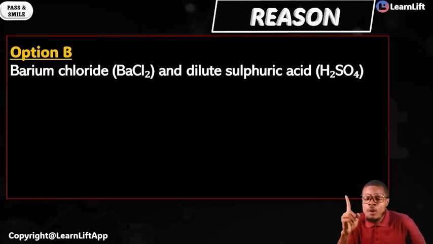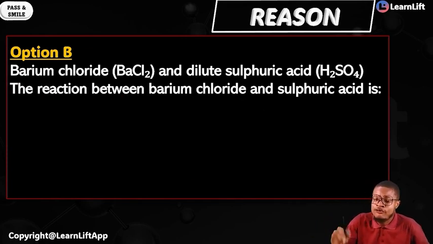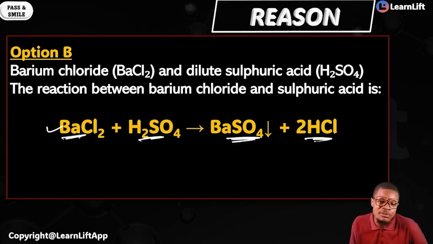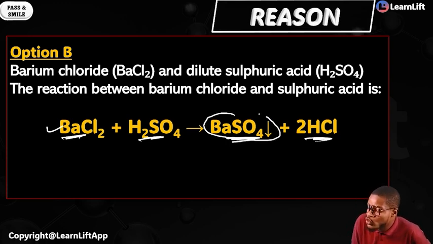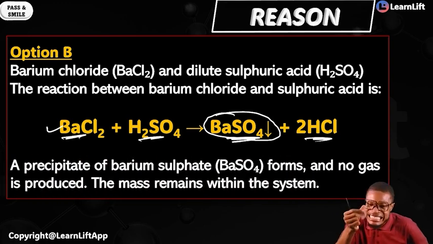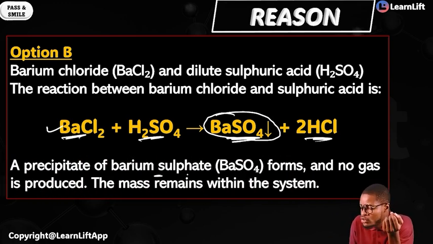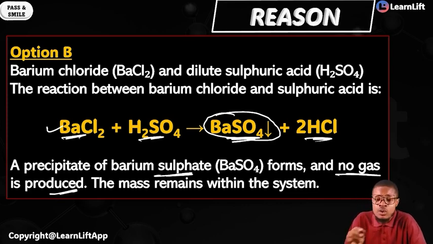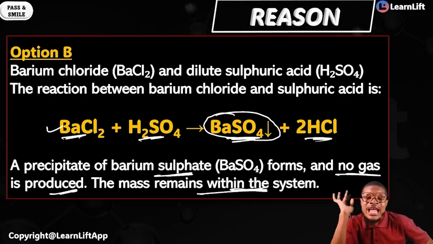Option B, very quickly, says barium chloride and dilute sulfuric acid. Sulfuric acid here is your H2SO4, tetraoxosulfuric acid. When barium chloride reacts with your sulfuric acid, what is it going to form? There will just be an exchange of radicals. Your BaSO4 will now be formed, and then your HCl. Of course, your barium tetraoxosulfate 6 is also a precipitate that is going to form. So the precipitate of barium sulfate means that you can use it to demonstrate the law of conservation of matter or mass. No gas is produced, and because no gas is produced, the mass will remain within the system.